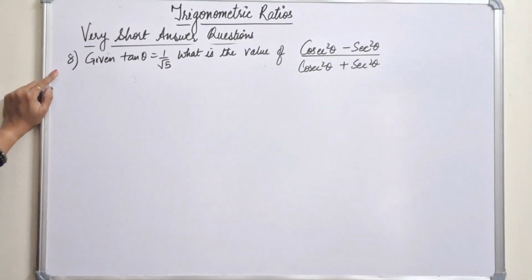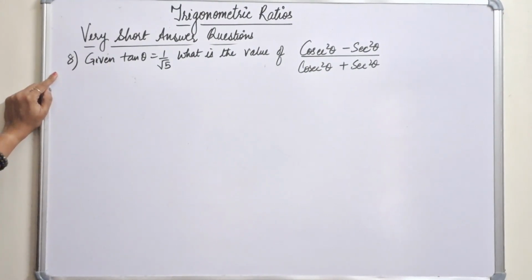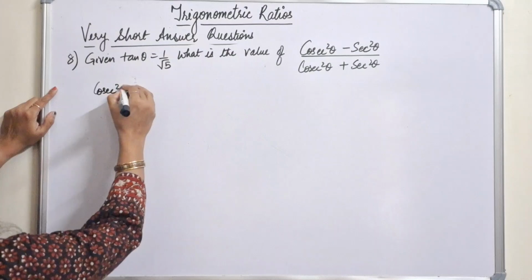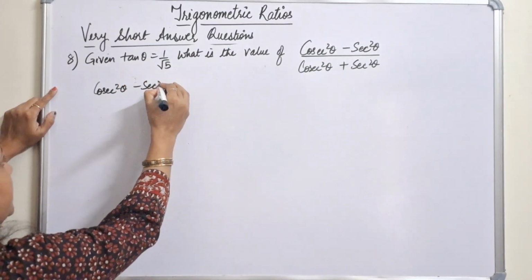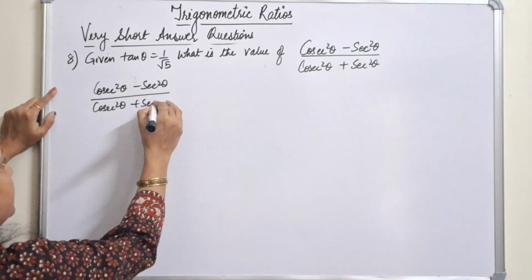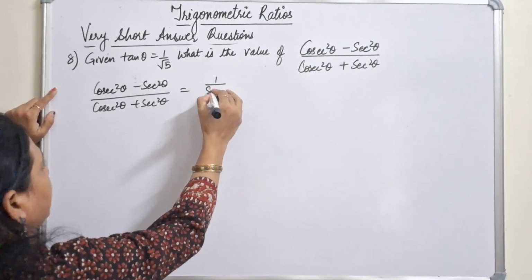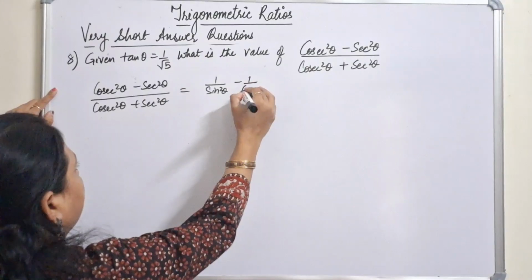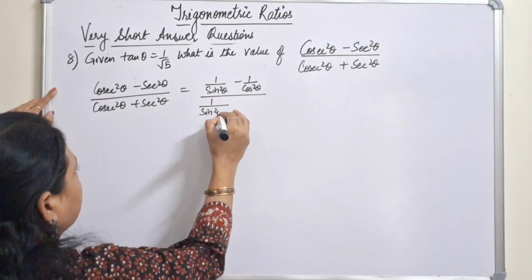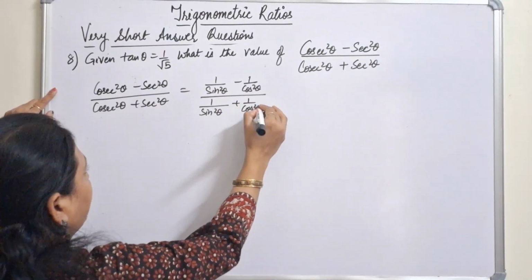Next question, given tan theta is equal to 1 upon root 5, what is the value of cosecant square theta minus sec square theta upon cosec square theta plus sec square theta? So the given expression we will be simplifying. Cosec square theta minus sec square theta upon cosec square theta plus sec square theta can be written as 1 upon sin square theta minus 1 upon cos square theta whole upon 1 upon sin square theta plus 1 upon cos square theta.